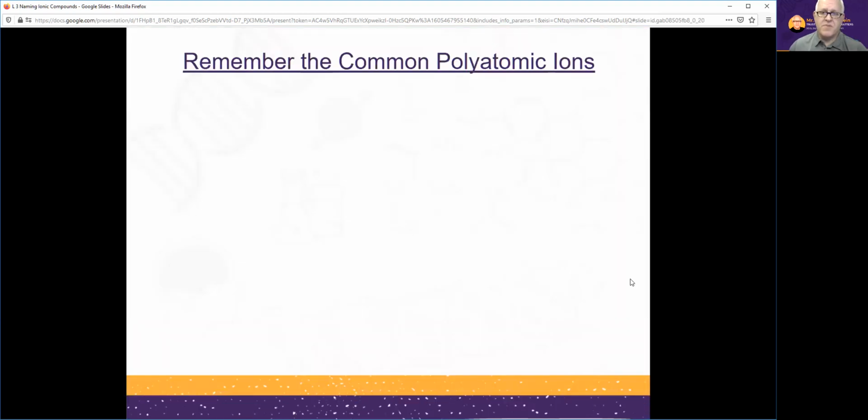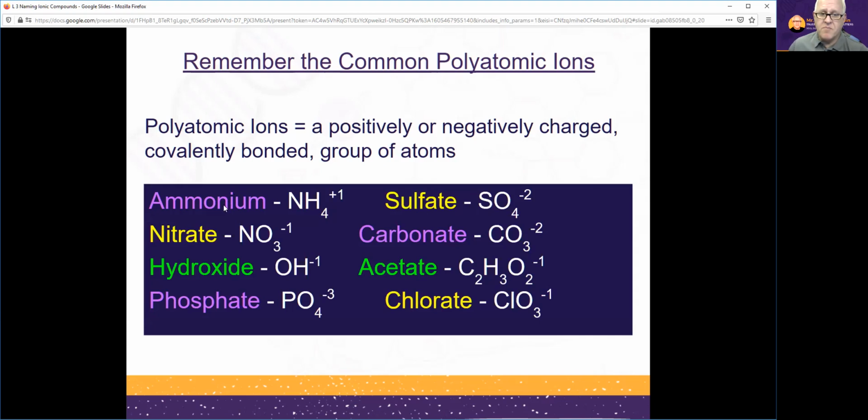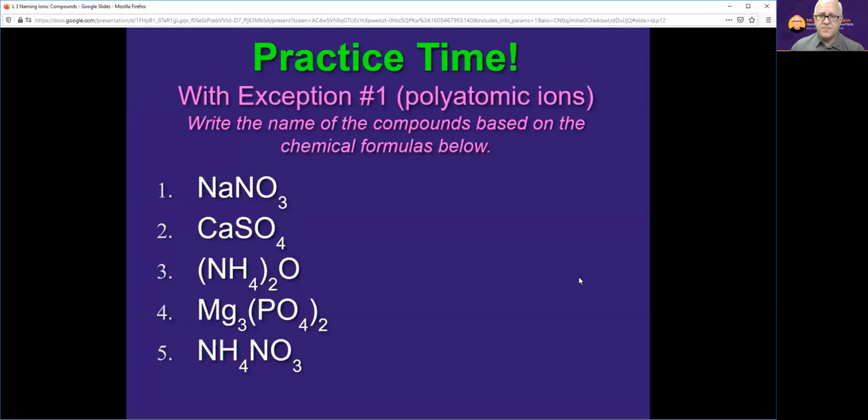Okay, so let's remember these polyatomic ions. There are certain common ones. The polyatomic ion is a positively or negatively charged, covalently bonded group of atoms. You've got ammonium, nitrate, hydroxide, phosphate, sulfate, carbonate, acetate, and chlorate. Those are your most common polyatomic ions. You can use that polyatomic ion sheet whenever you're working on these particular problems.